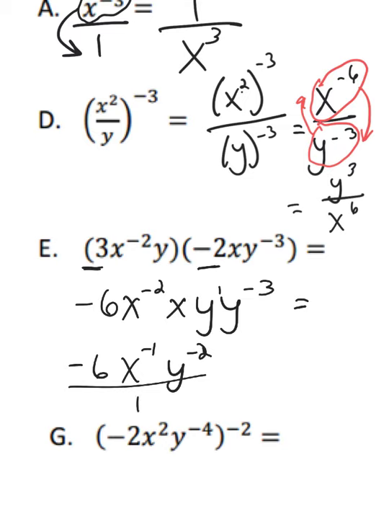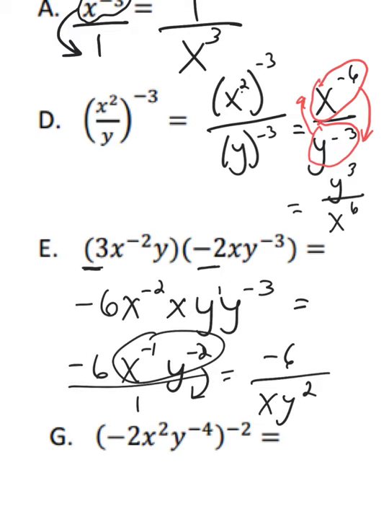And then these two have to be moved down. They both have negative exponents. So I have -6 over x y squared.